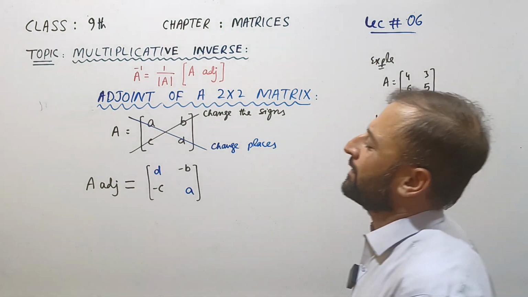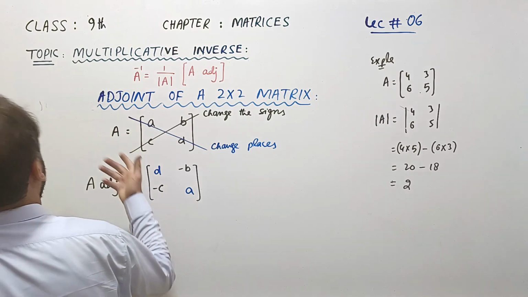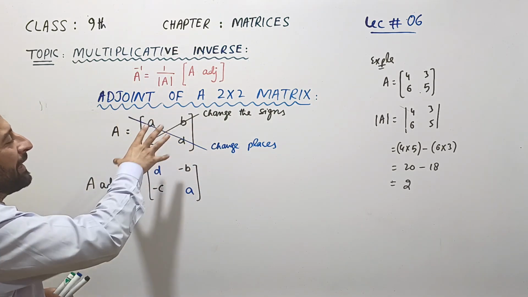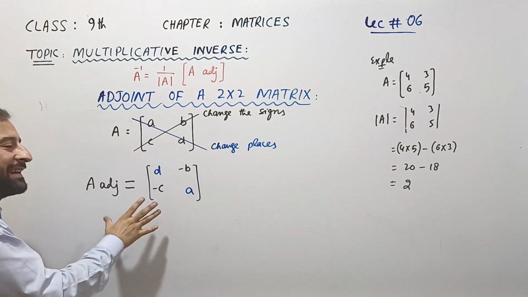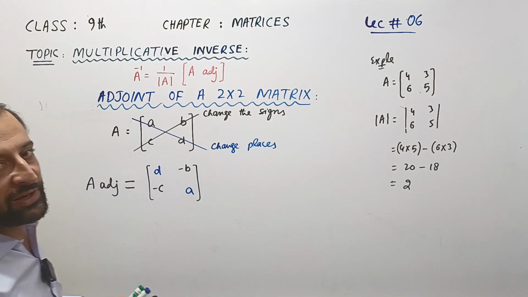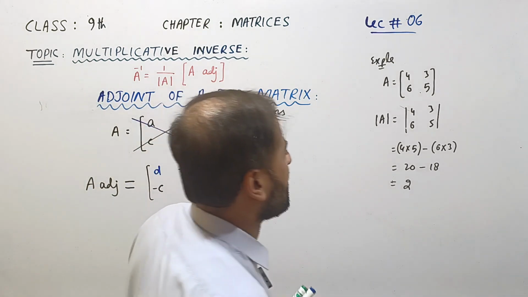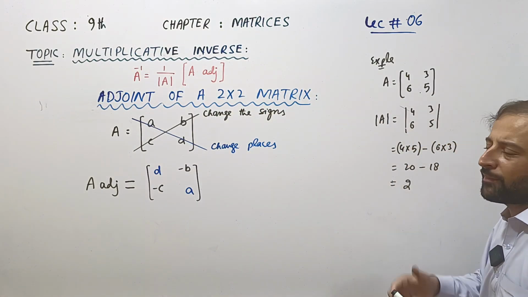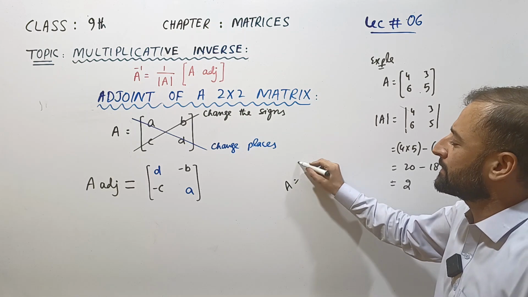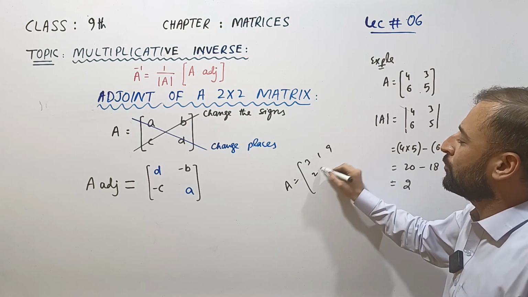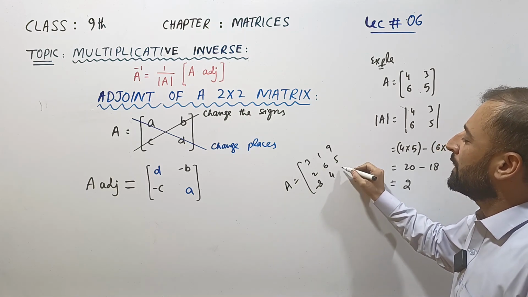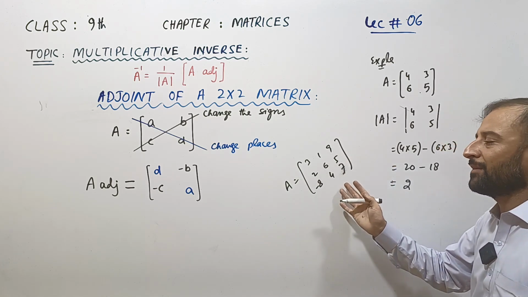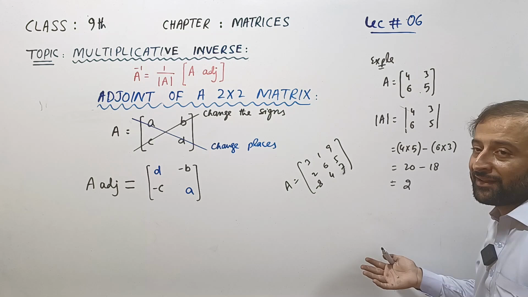Now, sir, what will happen if we have a 3 by 3 matrix? This is not the proper way, this is just the shortcut method to arrive at the result. The proper definition is the transpose of the matrix of the cofactors. Of course, these methods can't be applied for high order matrices. What if you have this matrix, 3, 1, 9, 2, 6, 5, minus 8, 4, 8? How to calculate its determinant? How to calculate its adjoint?